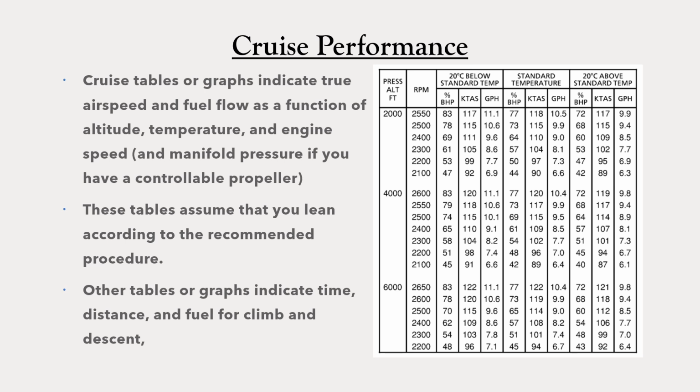In addition to these kinds of charts, your POH will have other tables or charts to indicate climb performance, descent performance, and some other performance calculations. When you're using them, you just need to make sure you're paying attention to which variables you have to use to do the table lookups or the graph lookups, and you have to make sure that you are applying the correction factors after you've done your initial calculation.